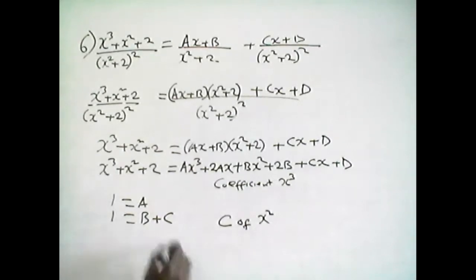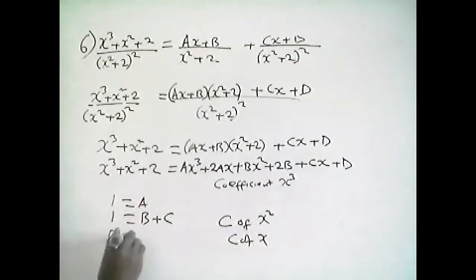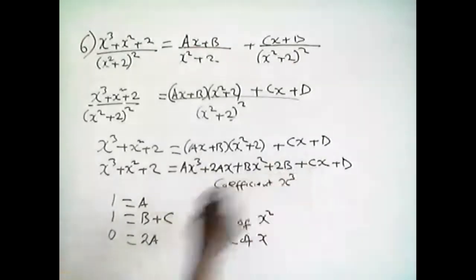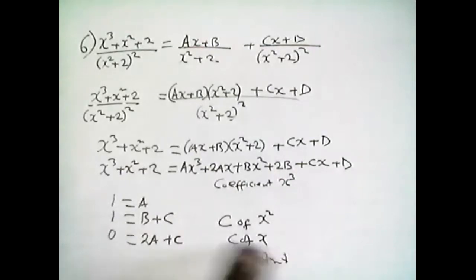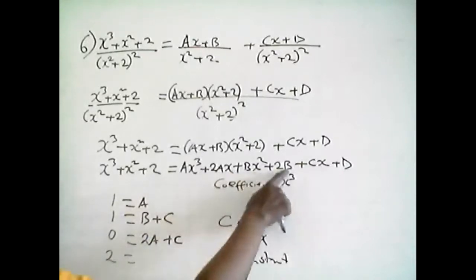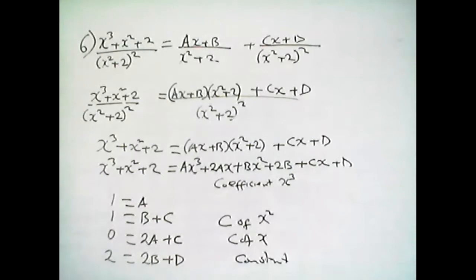Then what about the coefficient of just x? This side we don't have x, so it is 0 equals 2a plus c. And then the constants: here we have 2, so you have 2b plus d. Those are constants. So now, if a is 1, c here is going to be negative 2.